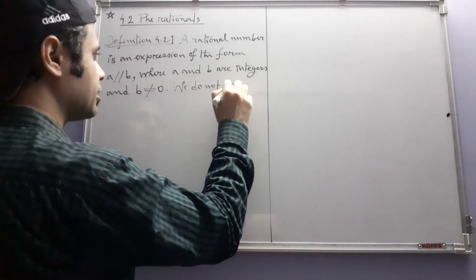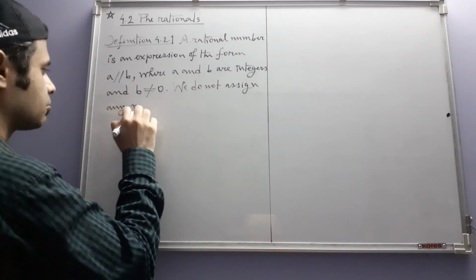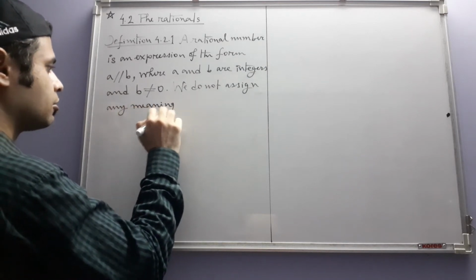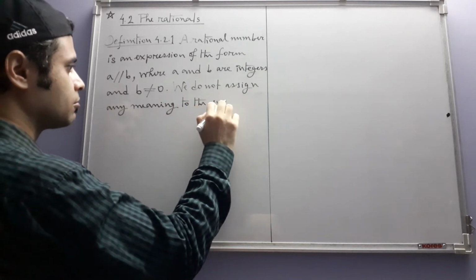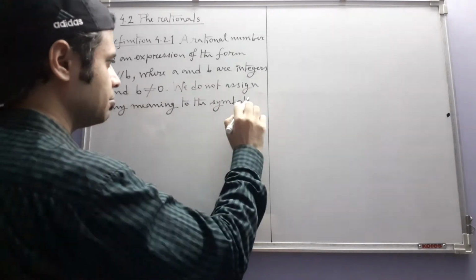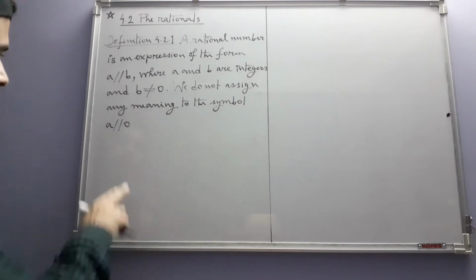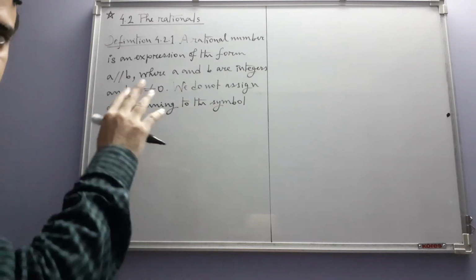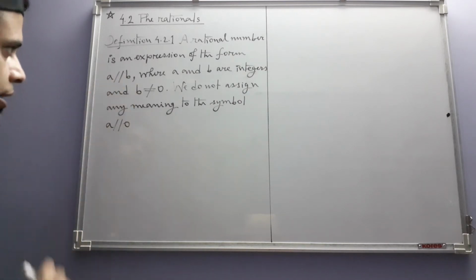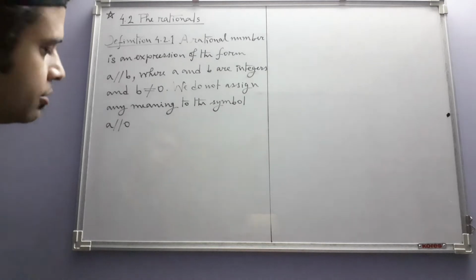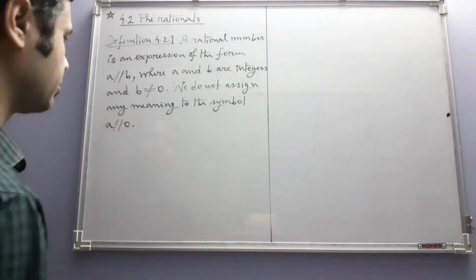We do not assign any meaning to the symbol this. This symbol, just like the symbol for integers, has two components, a and b. If the second component is 0, we do not assign any meaning to such a thing. For us, this situation is undefined. We don't care.